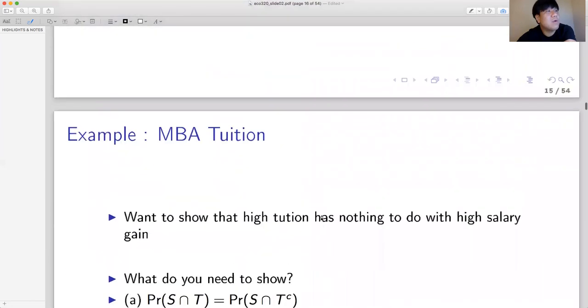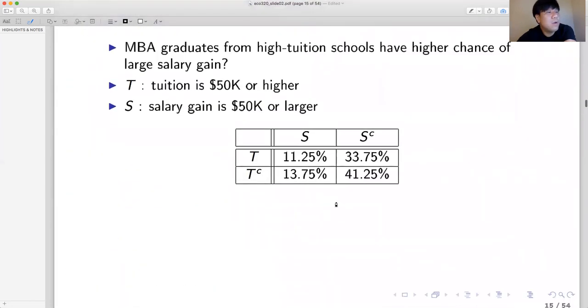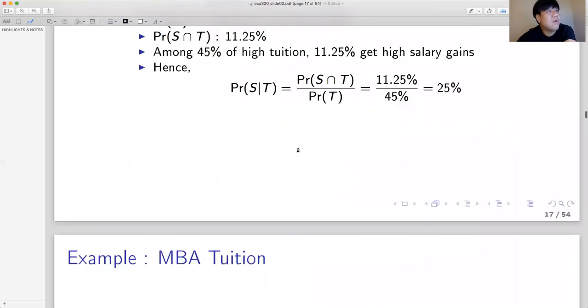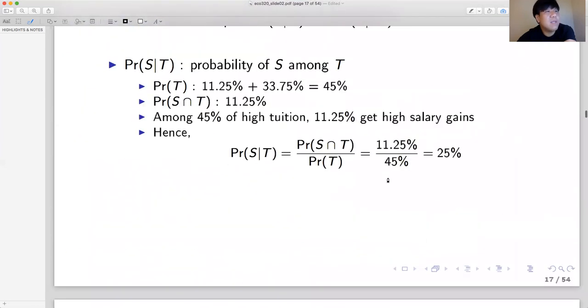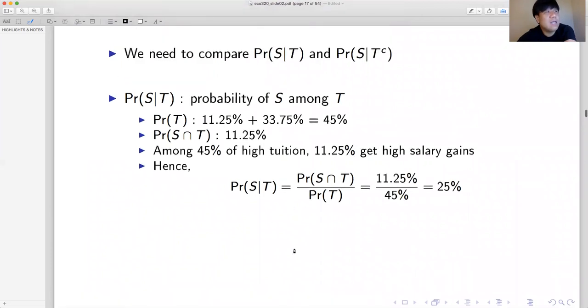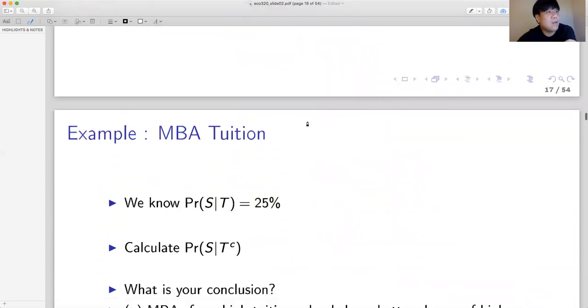and using this table from previously, we are able to find the probability of S given T is 25%. Okay, so without looking at the next slide, can you pause this video and try to find the probability of S given T complement? Now let's move on.